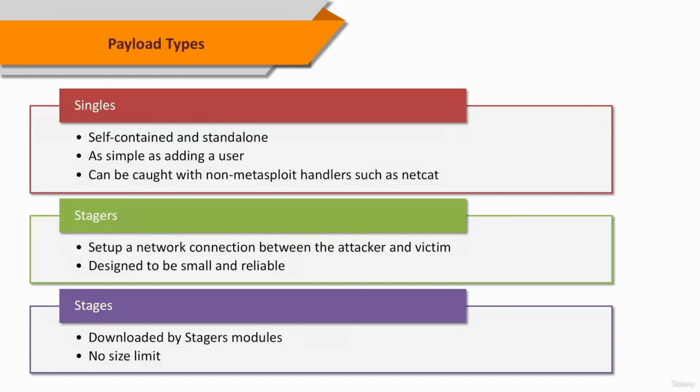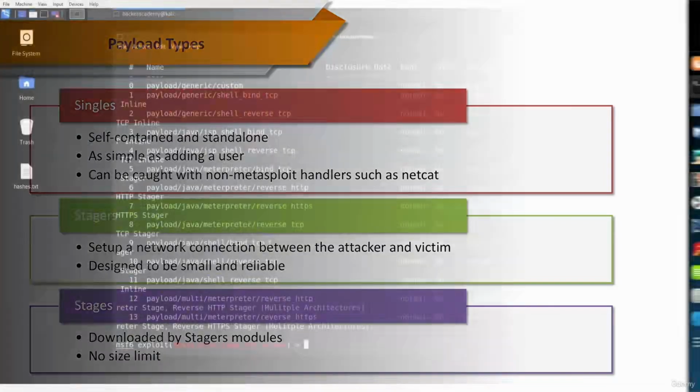Stagers set up a network connection between the attacker and victim, and are designed to be small and reliable. It is difficult to always do both of these well, so the result is multiple similar stagers. Metasploit will use the best one when it can and fall back to a less preferred one if necessary. Stages are payload components that are downloaded by stagers modules. The various payload stages provide advanced features with no size limits, such as Meterpreter, VNC injection, and the iPhone iPwn shell.